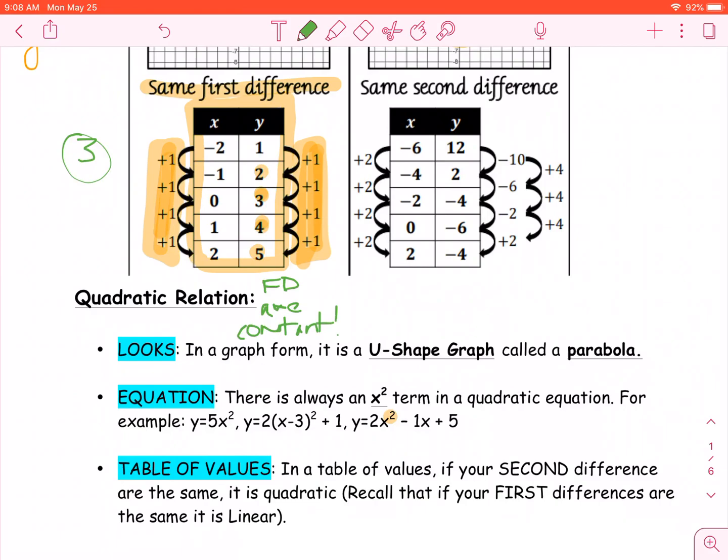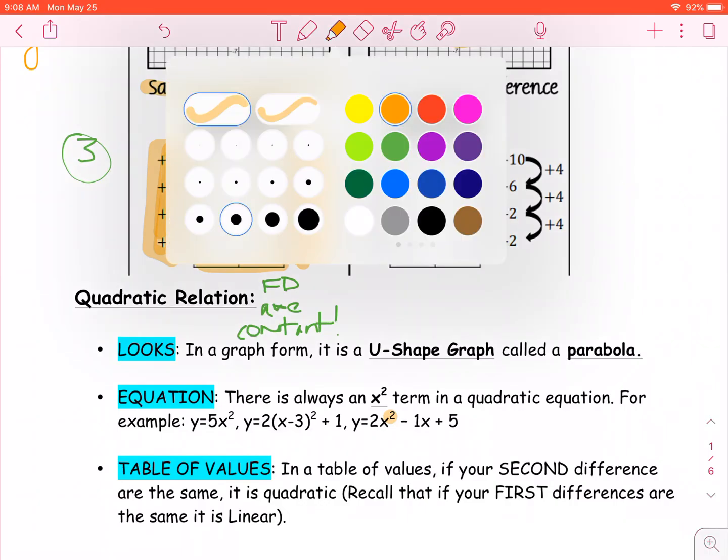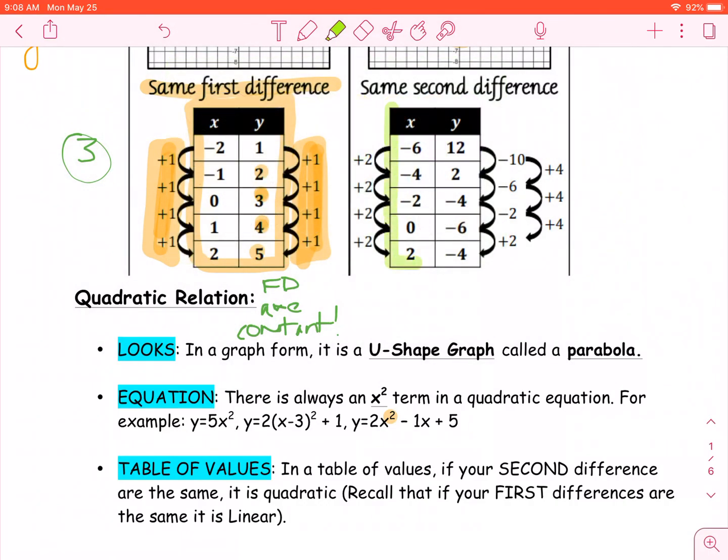Now, we're going to observe the table to the right. We have here a table of values, and we would apply the same thing. We would calculate our first differences like we did to the left. We would say, okay, what's 2 take away 12? That's negative 10. Negative 4 take away 2, that's negative 6. Negative 6 take away negative 4, that's negative 2. And then negative 4 take away negative 6, and you'll notice that that's positive 2. Now, everything that we've calculated in our difference of y's are all different numbers.